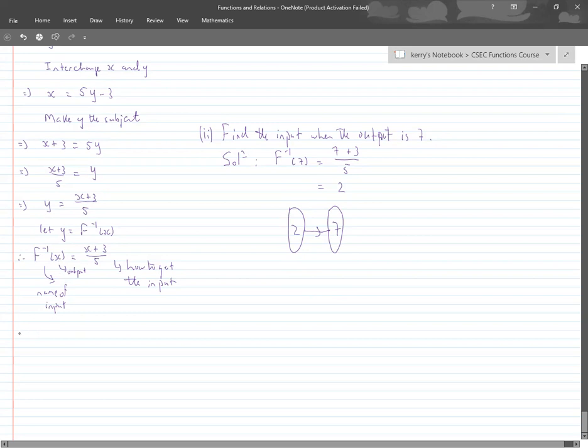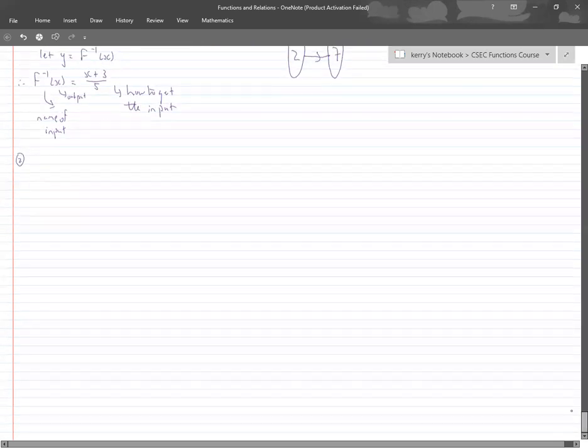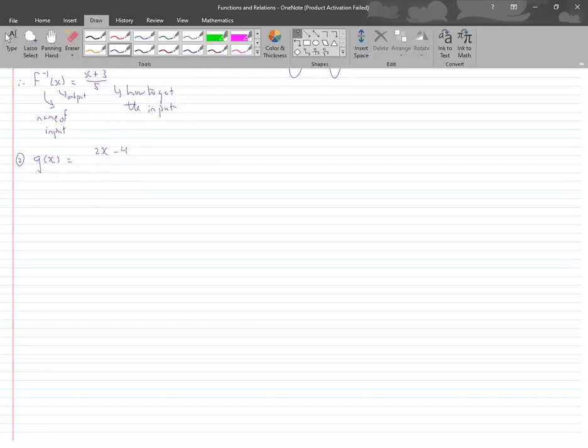So let's go again. Let's go with number 2. We want to find the inverse of g of x is equal to 2x minus 4 over 3.